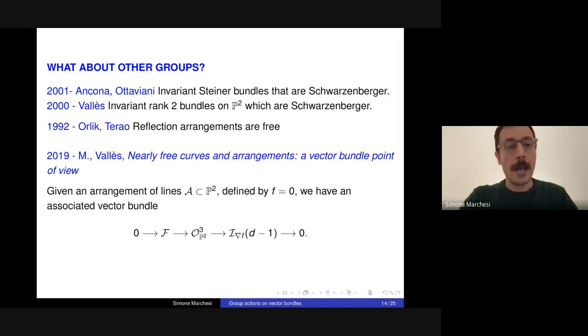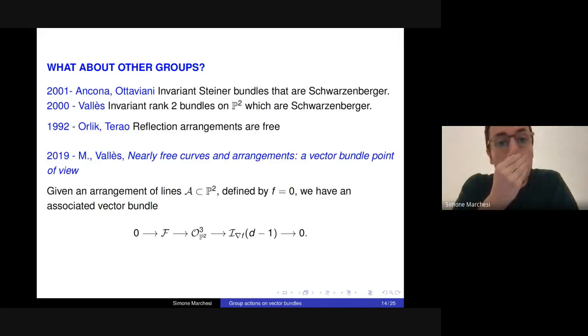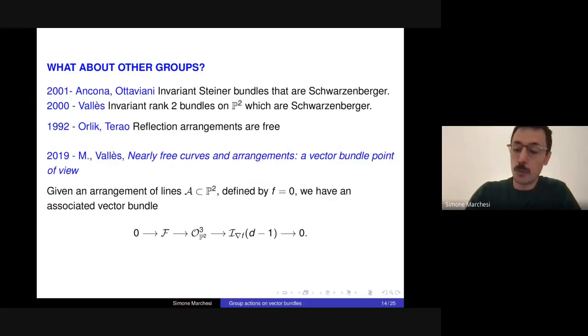And a reflection is given by an element of the linear group that fixes the points of the hyperplane and is of finite order. And they say that reflection arrangements, so the arrangements which are invariant under the group spanned by all the reflections, are free. Free means that their associated reflexive sheaf, which I will define in a little bit, is a direct sum of line bundles, so that is homogeneous, okay?